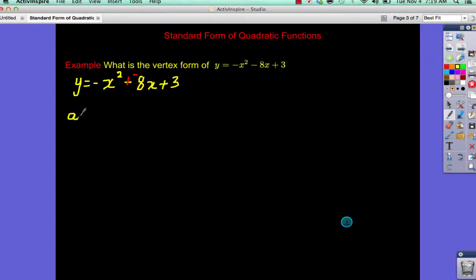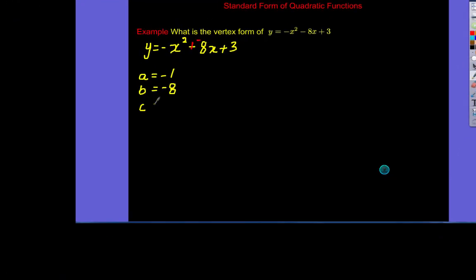Our a value is negative 1. Our b value is negative 8. Our c value is 3. So again, find the vertex form. Let's find our vertex. We have x equals negative b over 2a. So now I've identified a, b, and c. Now let's plug them in.